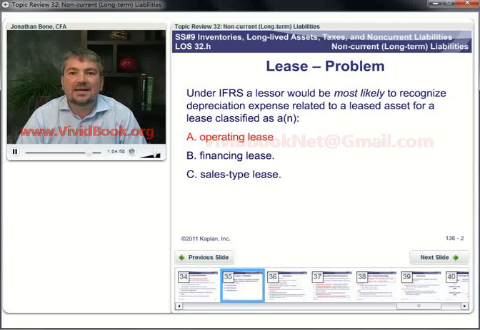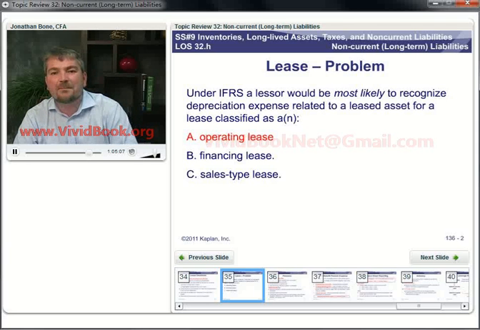With finance leases and sales type leases, we treat the asset as being disposed. It's just that there's no profit on a finance lease because the sales proceeds equal the cost of the asset, whereas under a sales type lease, the sales proceeds, the present value of the future payments, is greater than the cost of the asset, so you have a profit up front.